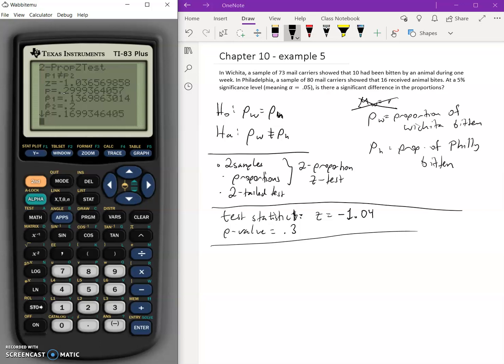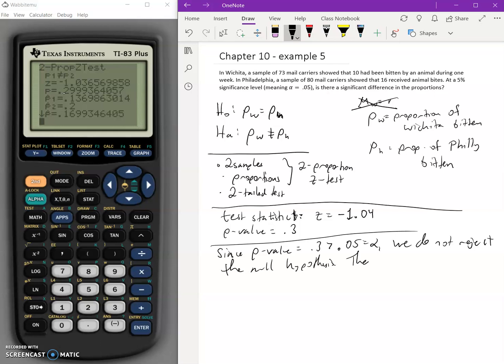So if we go now over to finish off this problem here, we compare this to alpha. So since the p-value is equal to 0.3, which is definitely larger than 0.05, which is my alpha, we do not reject the null hypothesis. There is not sufficient evidence to believe there is a difference.